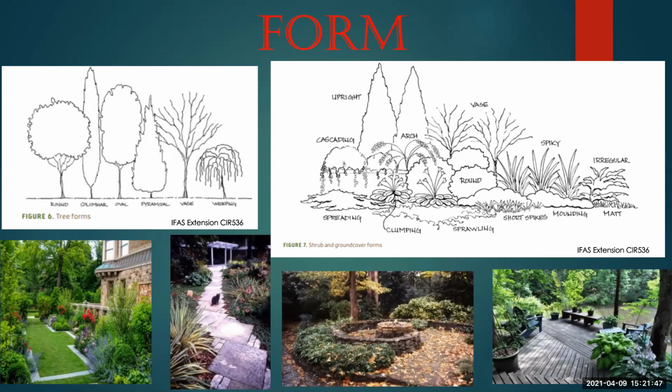And then your shrubs, they go from spreading and clumping and sprawling and short spikes and mounding and matting and irregular and spiky and vase shaped and rounded and cascading and arched and upright. And they can all be used in different ways to create the living areas that you want in your landscape.